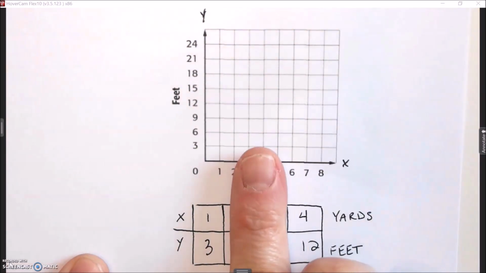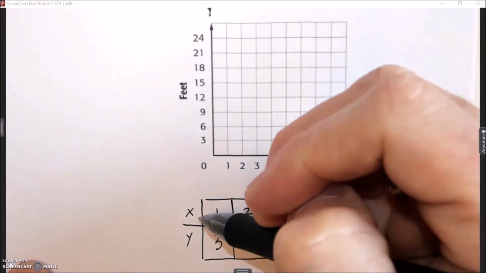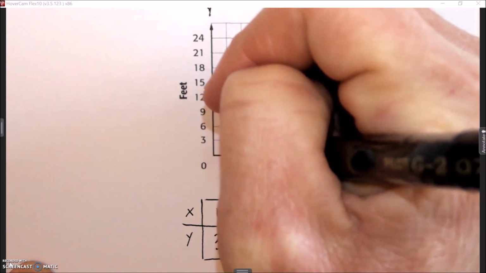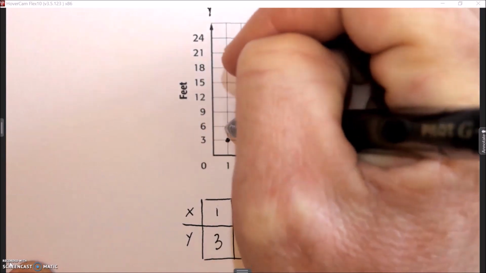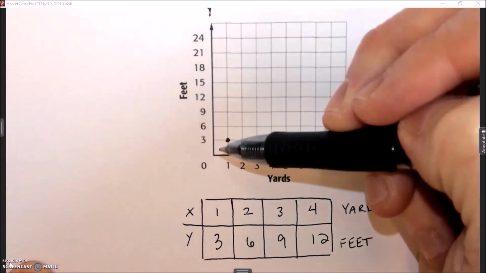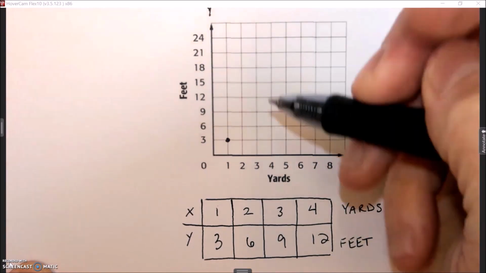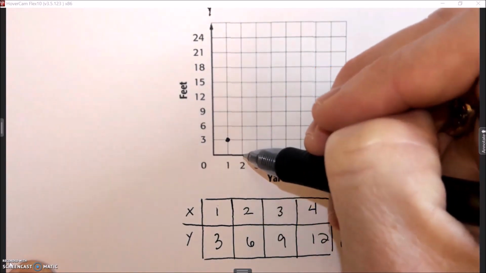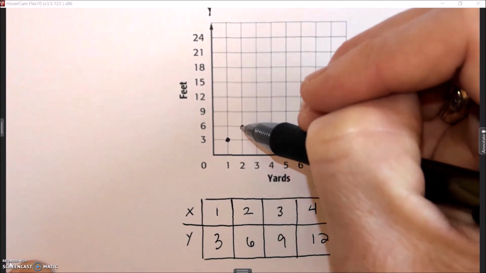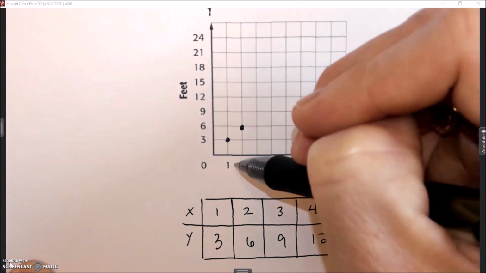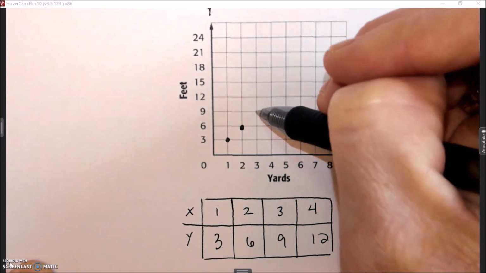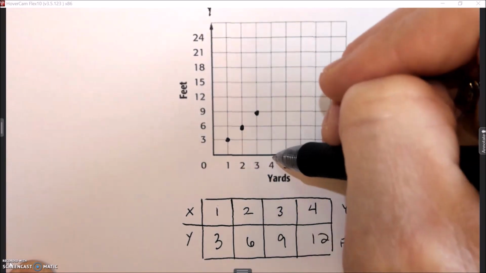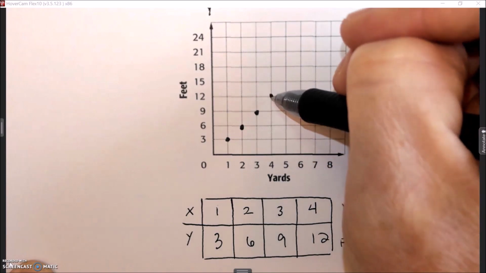This is my first ordered pair, okay? X is 1, Y is 3. So I'm going to go over X and then 3. Remember, I'm not going up 3 boxes. I'm going up to the 3 that is on the Y axis. Next, I go over 2, up 6. I'm going to go over to the 2, up to the 6. Next, over 3, up to the 9. And then finally, I'm going to go over 4, up to the 12.